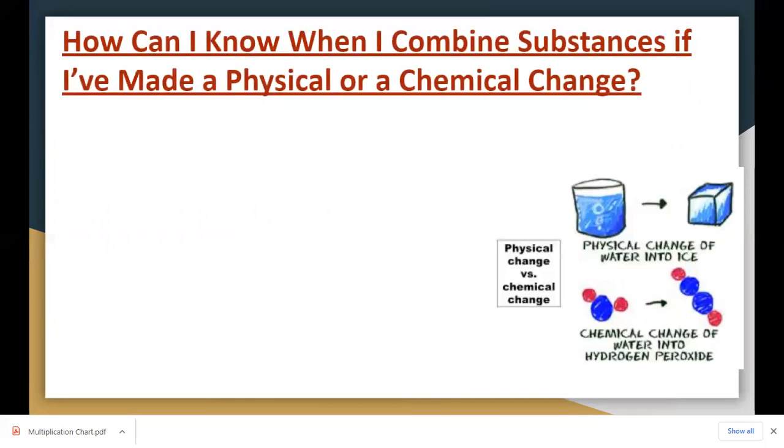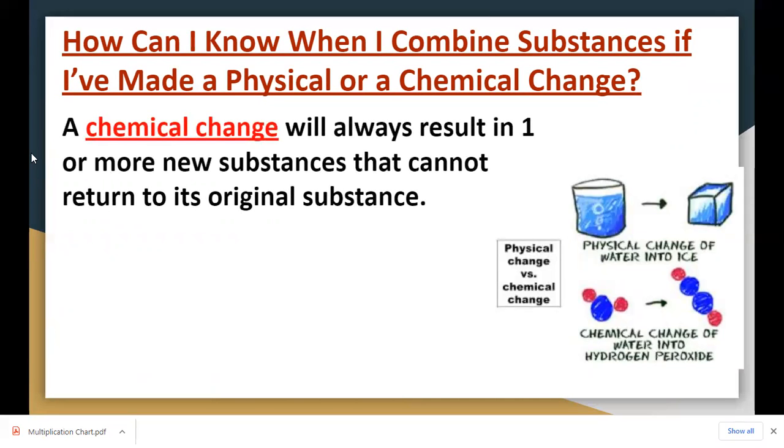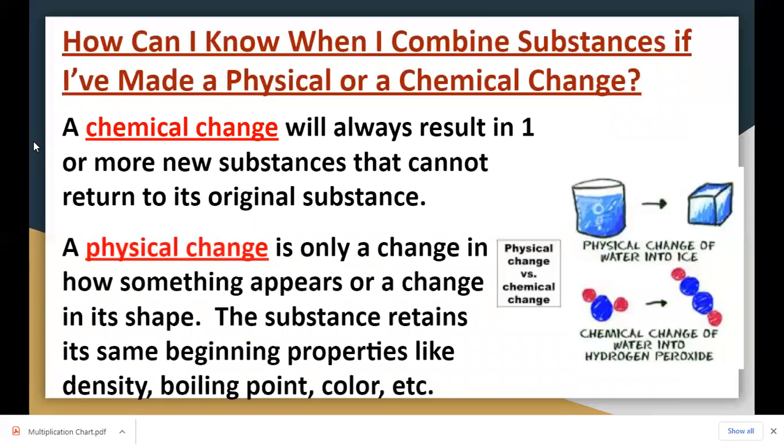How can you know when I combine a substance if I've made a physical or a chemical change? A chemical change will always result in one or more new substances that cannot return to its original substance. So there's a picture of ice. That's a physical change. Water into ice, same substance. That is a chemical change. Water into hydrogen peroxide. The molecular level has changed. A physical change is only a change in how something appears or a change in its shape. The substance retains its same beginning properties like density, boiling point, color, etc.